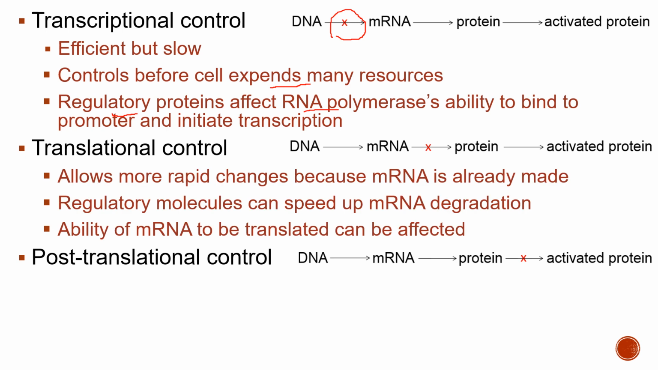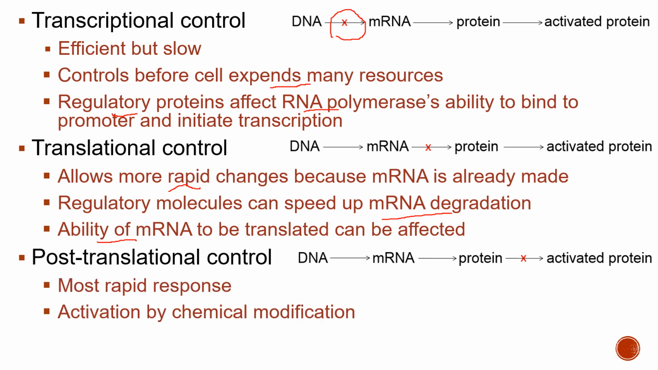For translation, there are a little bit more rapid changes, so this is going to have a little faster impact. But this is after mRNA has already been made, so we've already used some resources. We can speed up mRNA degradation. Again, that poly A tail is being chomped at the end, but we can increase how quickly the mRNA is broken down, and affect the ability of the mRNA to be translated. Both of those could be affected, so even if the mRNA is there, it doesn't mean it has to be translated.